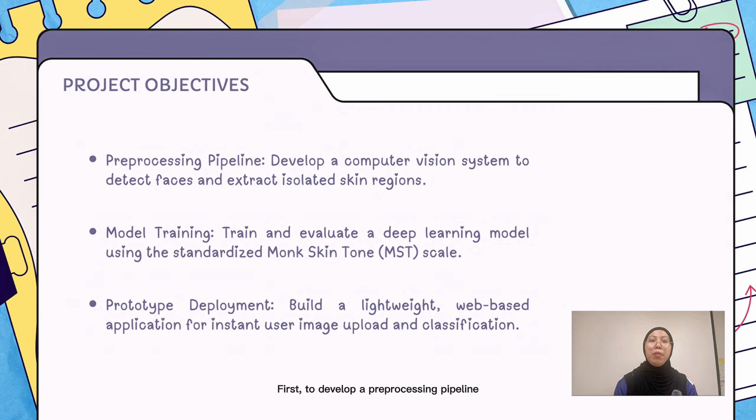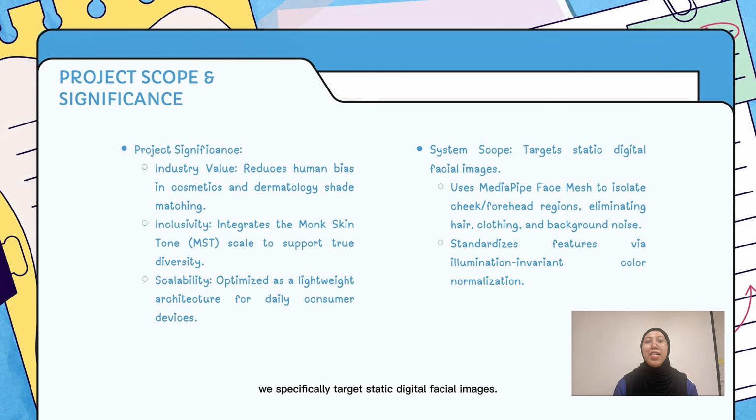To address this issue, our project outlined three main objectives. First, to develop a pre-processing pipeline using computer vision techniques to detect faces and extract pure skin color regions. Second, to train and evaluate a deep learning classification model to accurately classify skin tone according to the Monk Skin Tone or MST scale. And thirdly, to develop a lightweight, web-based prototype application that enables users to upload an image and receive immediate skin tone classification.